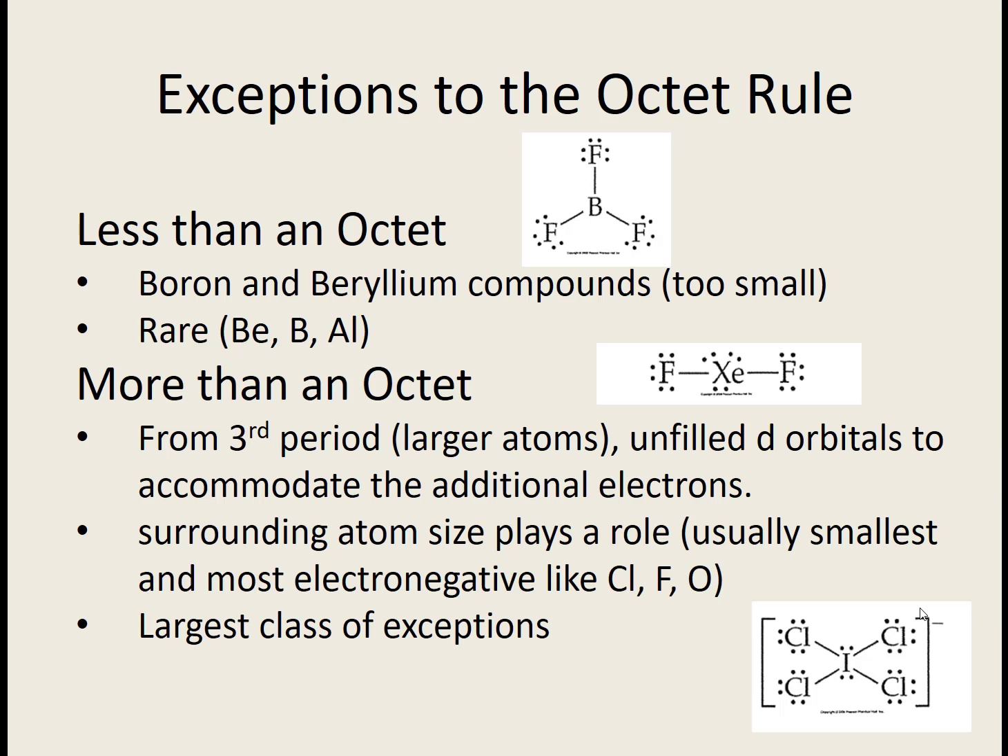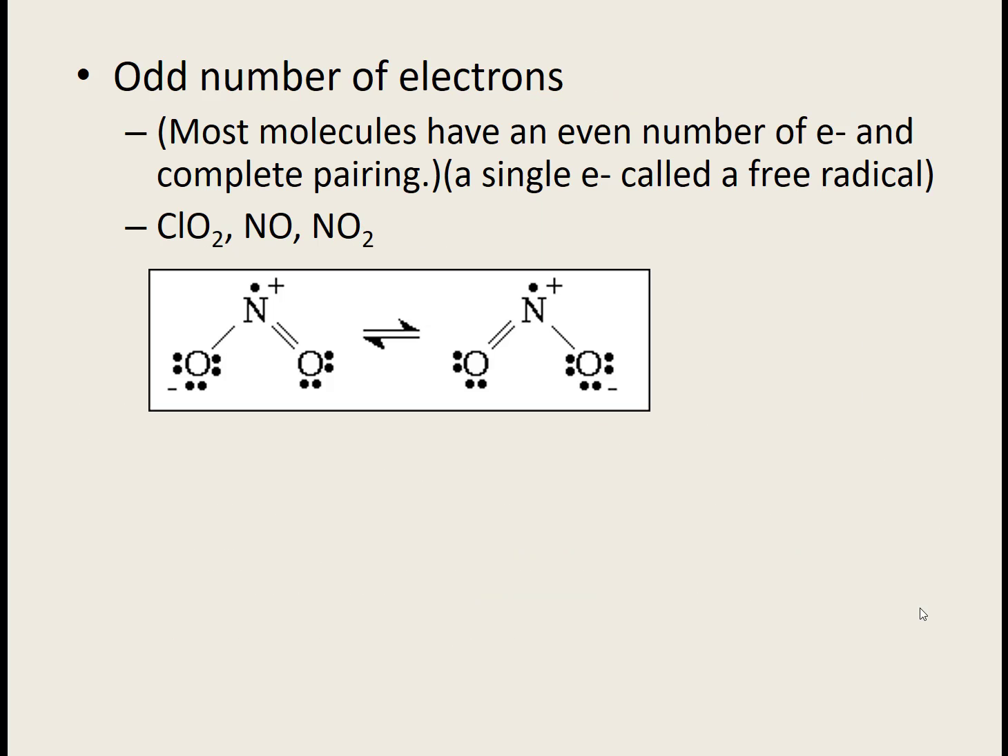There are lots of exceptions to the octet rule. So always try to draw the octet rule, but just know that there's probably more exceptions than there are examples of the octet rule, especially if you have an atom that's really, really small, like boron or beryllium. You can have expanded octets, especially if xenon, one of the noble gases, is involved. And so just watch out for those. And I don't think you should ever see any odd number electrons, but just know that they're out there.